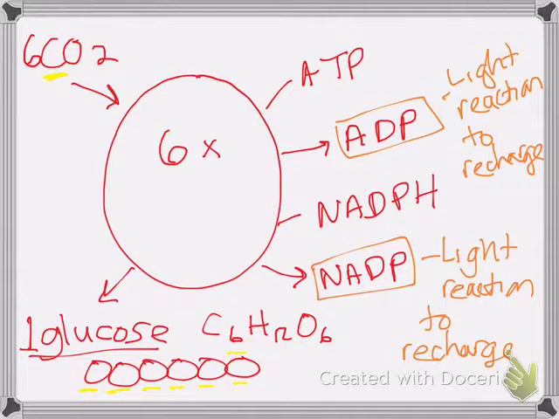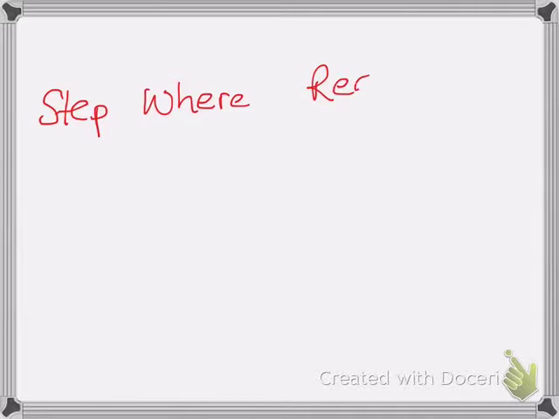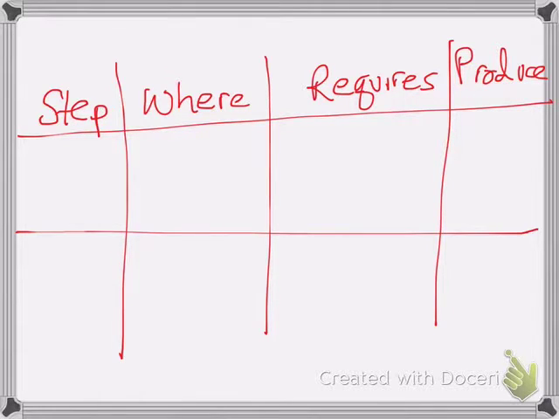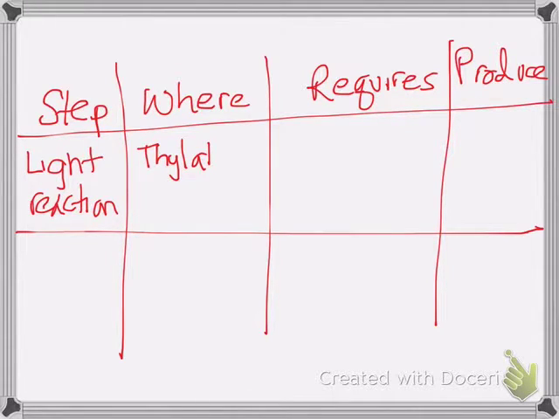We can summarize the process in a nice table. If we summarize the process, we can say the step, where it happens, what it requires, and what it produces. If we look at this in a chart, it might be easier to summarize. Step 1 is the light reaction. The light reaction happens in the thylakoid membrane.